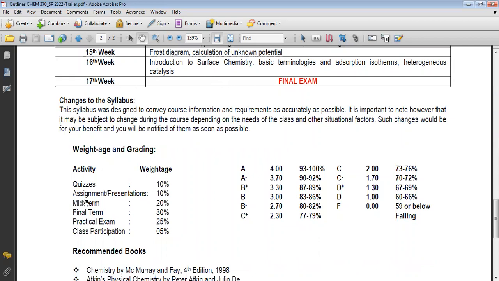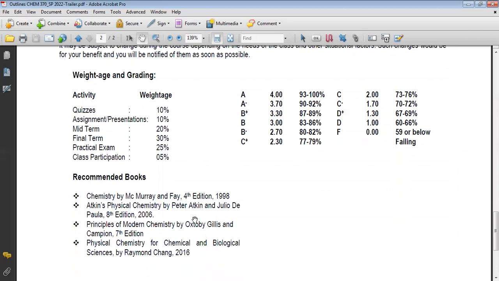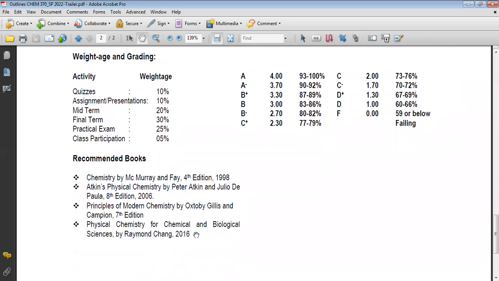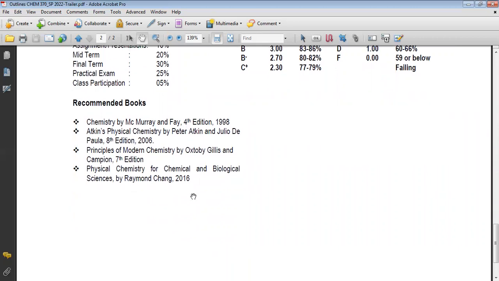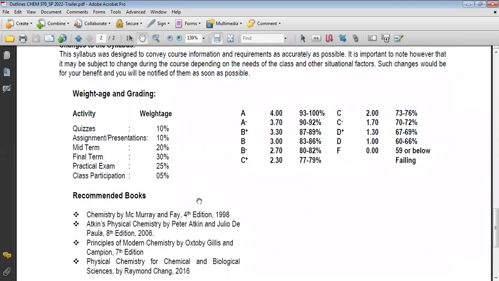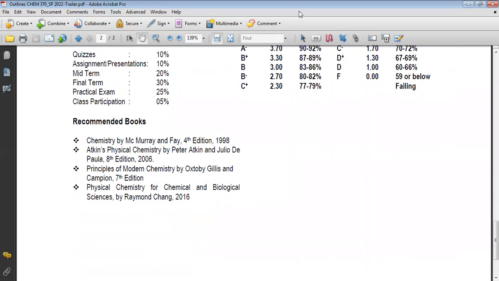Their weightage is also given. Your quizzes will be 10%, assignment or presentation 10%, midterm 20%, final term 30%, practical exam 25%, and your class participation 5%. This is the grading according to the university rules and regulations, and some books are mentioned over here. I will also provide you the soft copy of the books during the study. This is all about your course description.